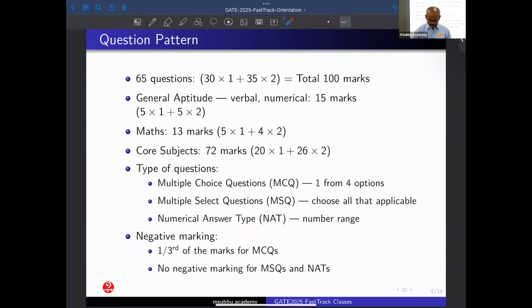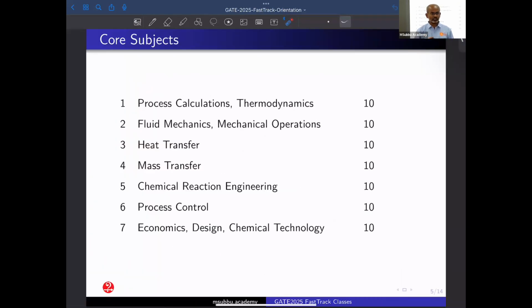You have to enter the number to the required level of accuracy, and there is some plus or minus weightage given, so that if your answer falls around that, you will be given the full mark. Otherwise, no mark.